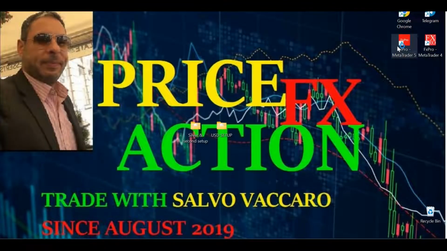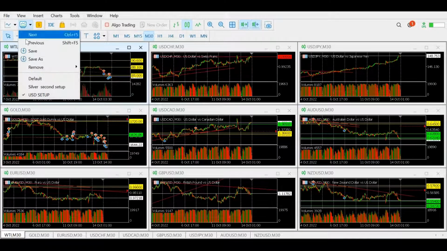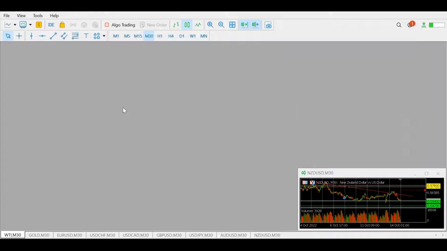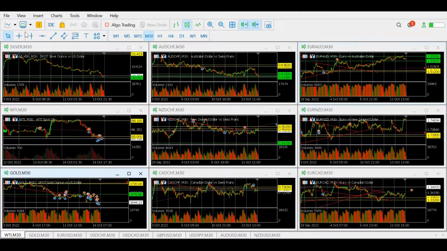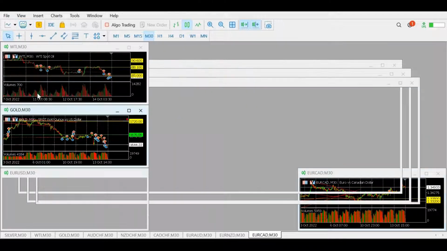You can reopen it again. And once the MetaTrader reopens, you can simply toggle and choose the profile you have uploaded. They're going to be all here under Profile. So we got the silver and second setup, and we got the US dollar setup.